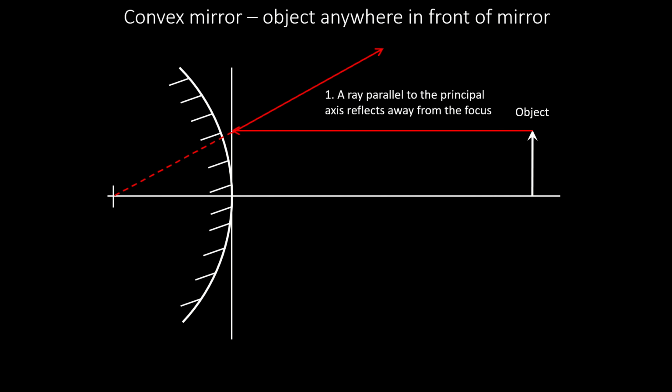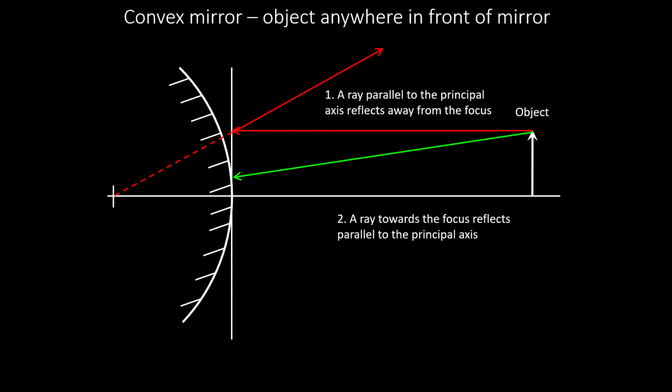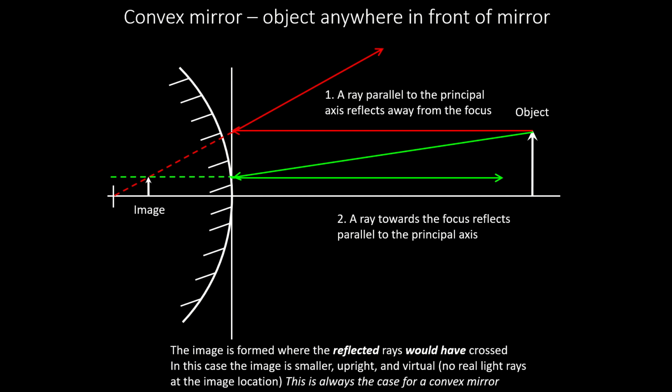The second ray, a ray through the focus point. Now again, it can't get to the focus point because that's behind the mirror, but it's traveling as if it was going towards the focus point, and will reflect parallel to the principal axis, okay? Now again, those two reflected rays never meet. They're diverging, they're traveling away from each other. But it looks like they would have crossed back behind the mirror. So that's where the image is formed. Okay, so the image is formed where the reflected rays would have crossed.